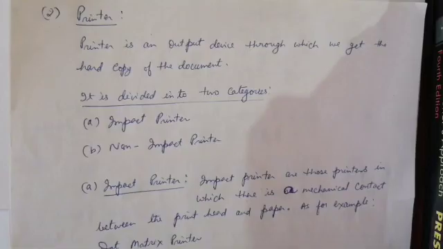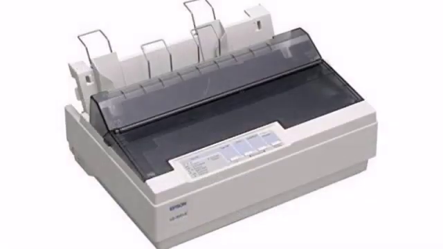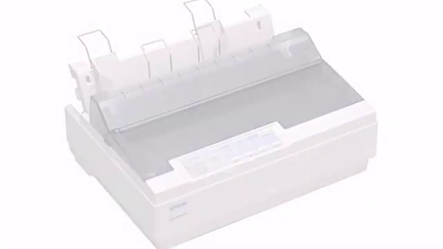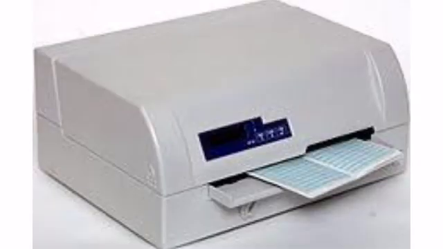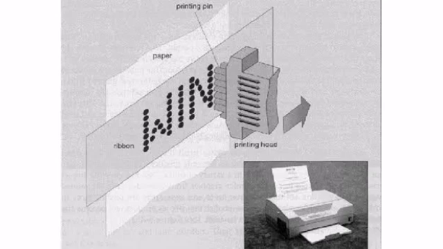Impact printer, as the name suggests, gives impact while printing. How does it give impact while printing? While printing, the printer's print head and paper both come in mechanical contact, right? That means the printer's print head touches the paper and then it prints.